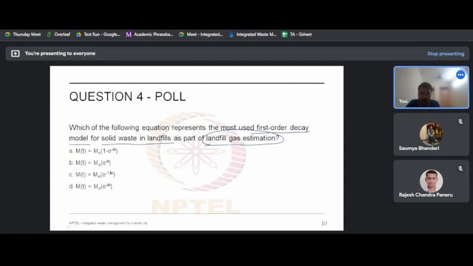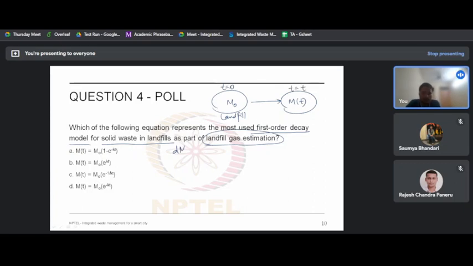So let's say the initial mass. Let's say this is a schematic, not the actual diagram. So initial mass, let's say it is M. With time degradation will happen, the mass will reduce. So let's say that mass will be M(t). Let's call the initial mass as M naught. So this will be at T equals 0. Let's say this is at T equals T.